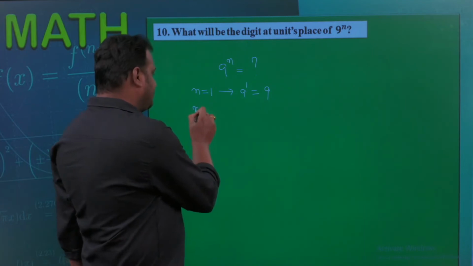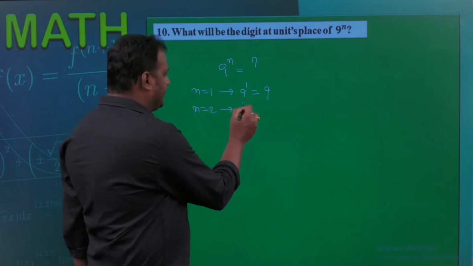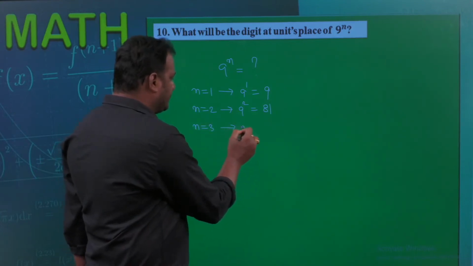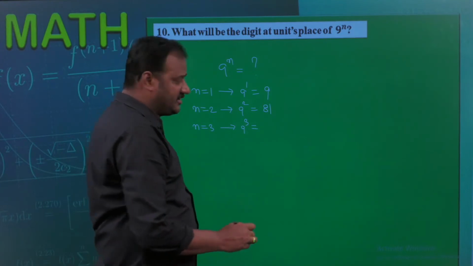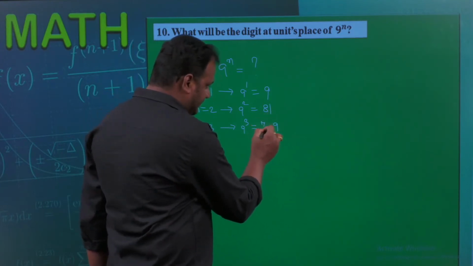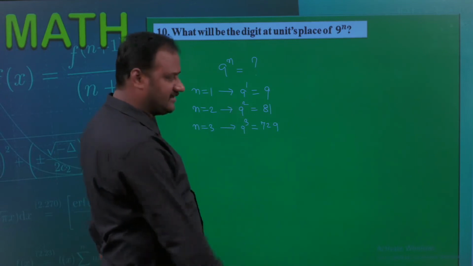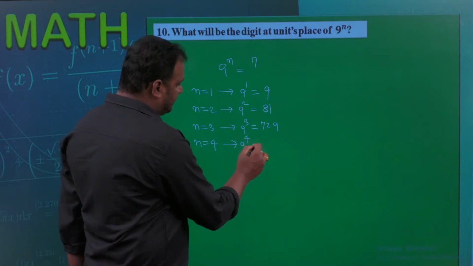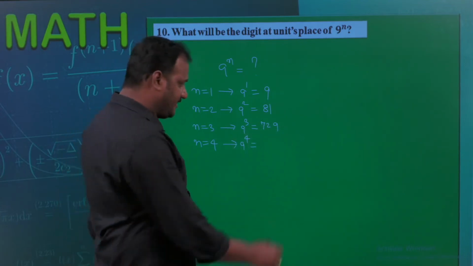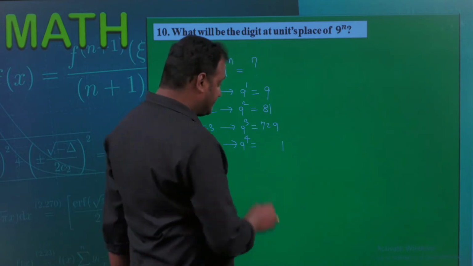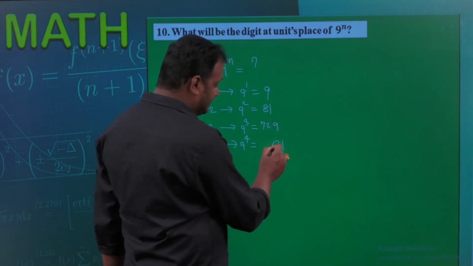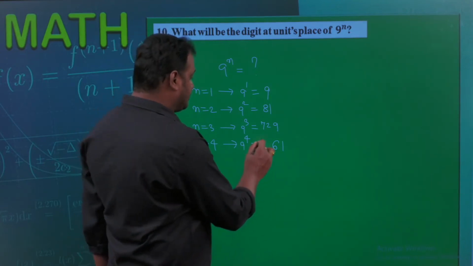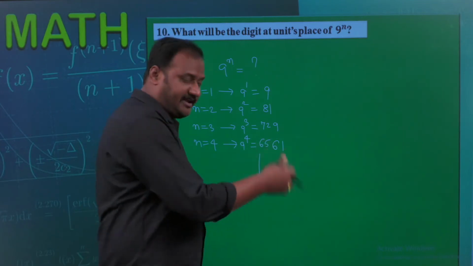And when you put n is equal to 2, then it is going to be 9 square equals 81. When n is equal to 3, then it is going to be 9 cube. What is the value of 9 cube? 9 ones are 9, 9 eights are 72. Once you observe here, I would like to find for n is equal to 4 also. So 9 power 4 is nothing but this number multiplied by 9. 9 nines are 81, 9 twos are 18 plus 8 equal to 26, 9 sevens are 63 plus 2 is equal to 65. And it keeps going, right?